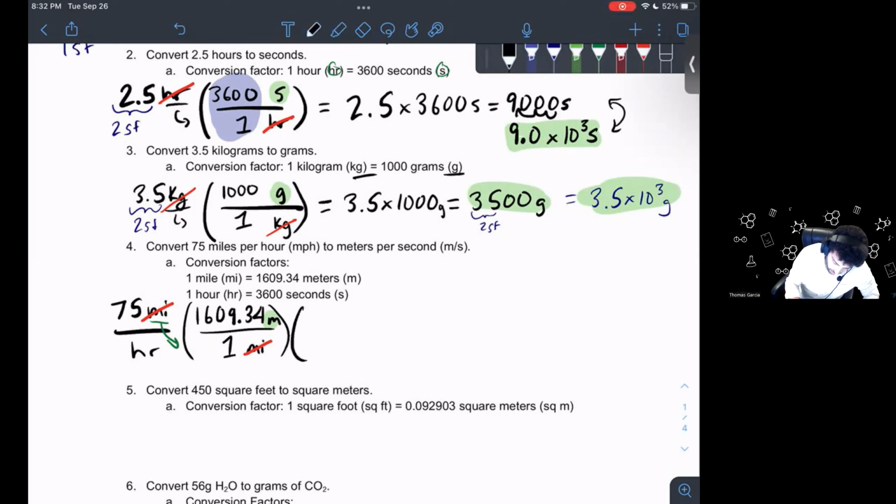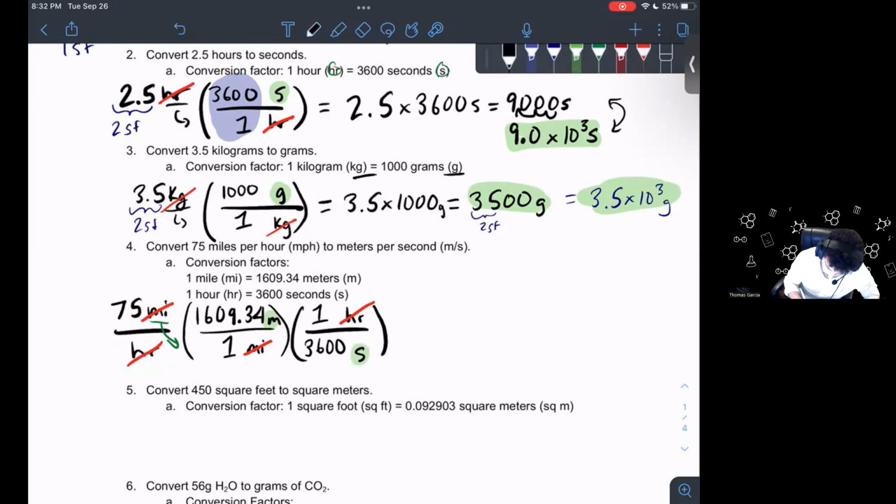But we still have hours on the bottom over here. We need to change that into seconds. And this is where it gets a little tricky. We have to move back to that idea of algebra. If I want to cancel hours and it's on the bottom, that means I need to put hours over here on top, because if something's on the top and the bottom, then we can cancel those units out. So I'm going to go ahead and throw hour on the top, and I know hours goes with seconds, 1 hour, 3,600 seconds. And I can cancel hour and hour. And now on the bottom, I have seconds.